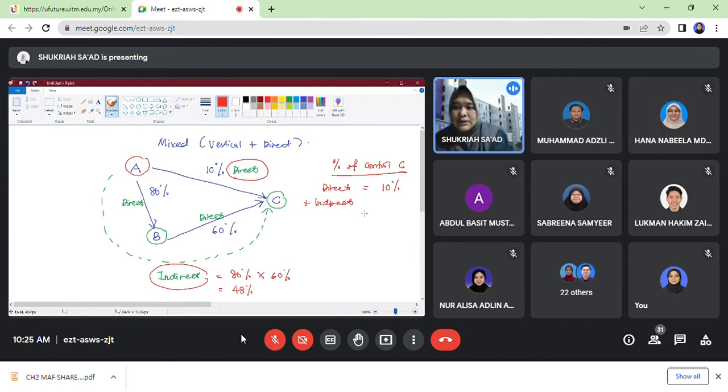48%. So kita buat sini 48%. So berapa sebenarnya percentage of control dia? Bukannya 48% saja. Is 58%. Okay. So, adakah C subsidiary kepada A? Soalan saya, adakah C subsidiary kepada A? Ya. Berapa ya?